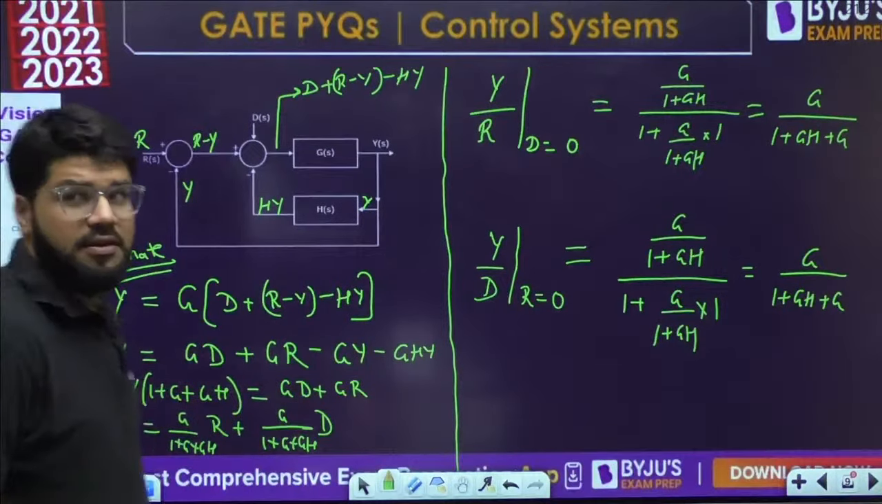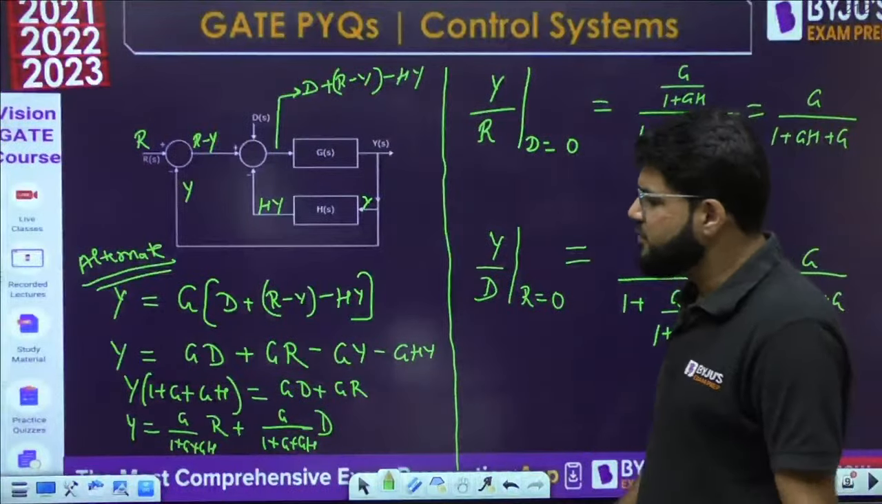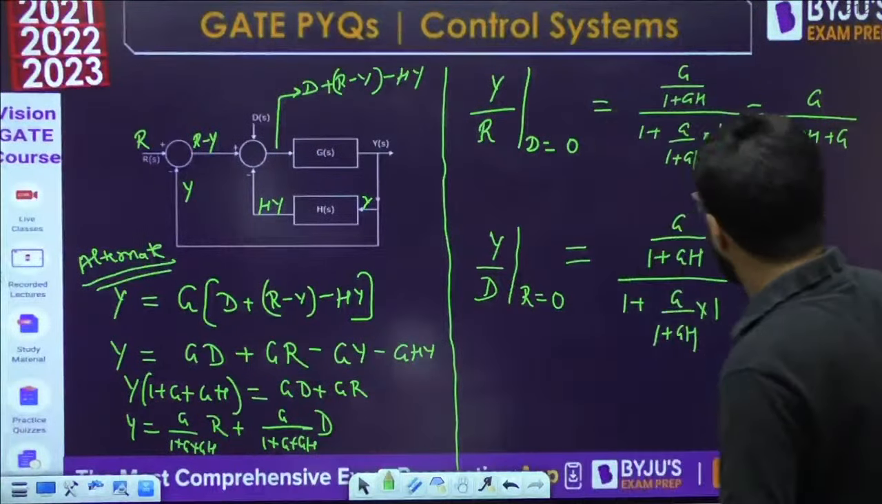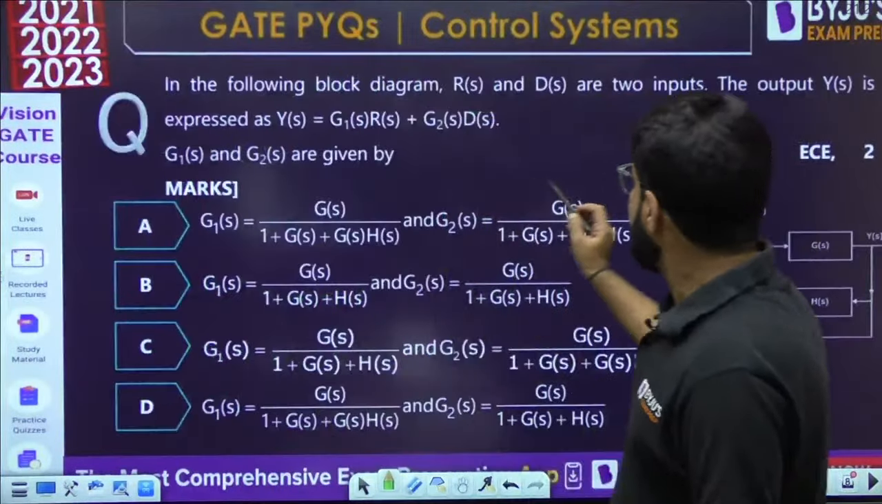Okay, see, one line you are able to see. No need to solve in two different steps. Okay, I've just given you an alternate method. Anyways, from both the places we are getting the similar answer, but here also you see, the output is expressed as what?